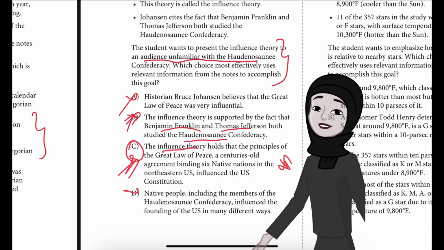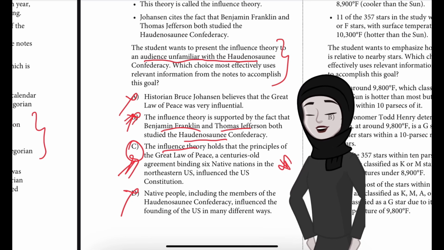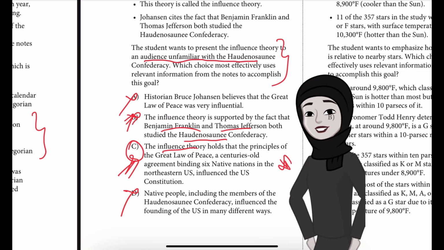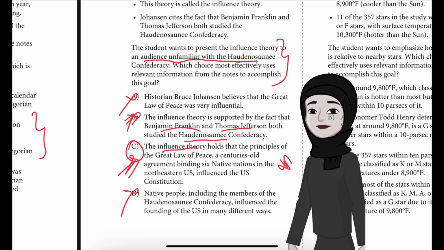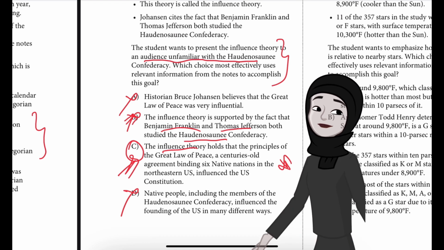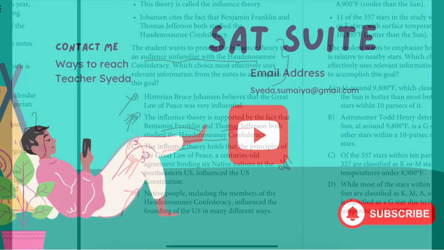Then D is incorrect. This one says native people, including the members of the Haudenosaunee Confederacy, influenced the founding of the US in many different ways. This is incorrect. The sentence makes a broad generalization about the native people's influence on the founding of the US. It doesn't effectively present the influence theory. So that is very broad, just some generalization has been mentioned in this one.